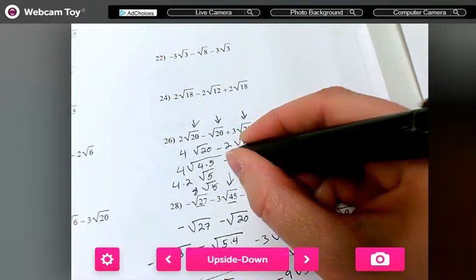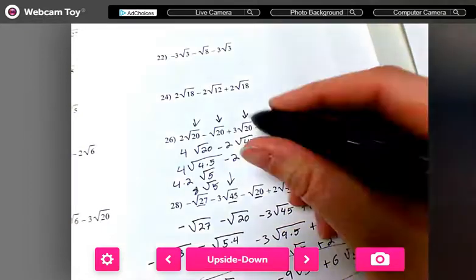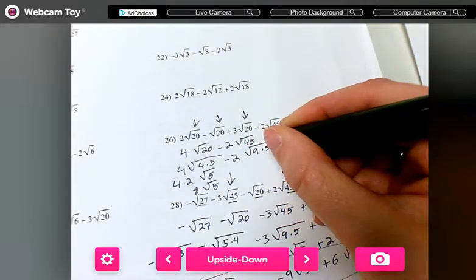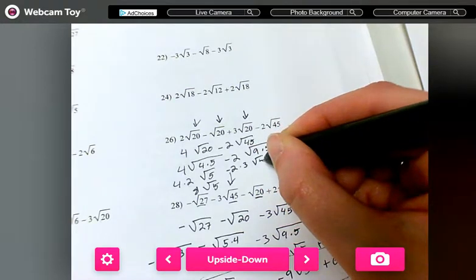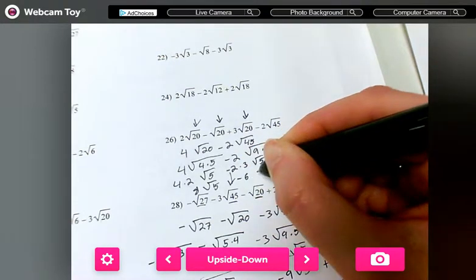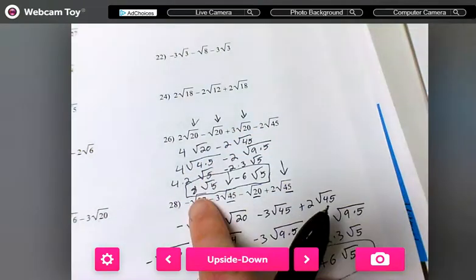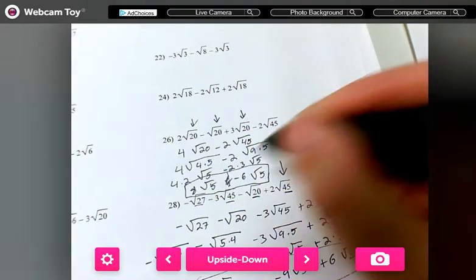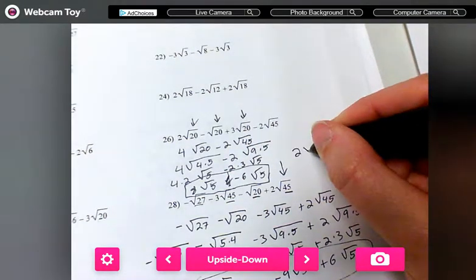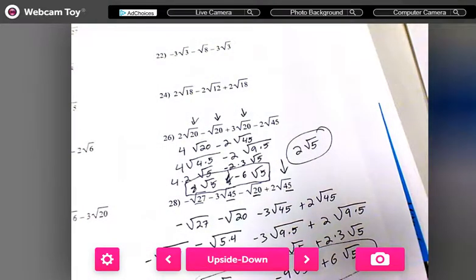What two numbers go into 45 where one's a perfect square? 9 and 5. What's the square root of 9? 3. Okay. What's 3 times 2? 6. So we get negative 6 square root 5. Okay, now can these two go together? So what's 8 minus 6? 2. So we get 2 square root 5 is my final answer. So it's just keeping track and moving it down.